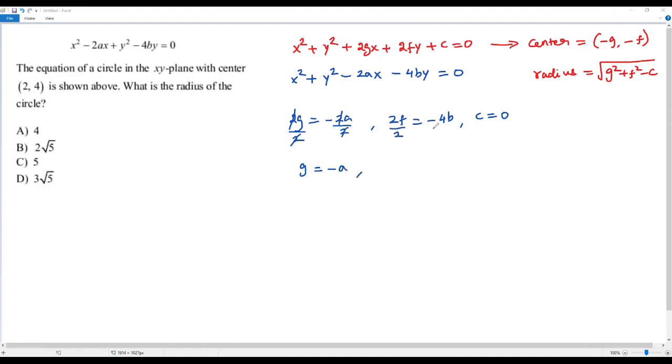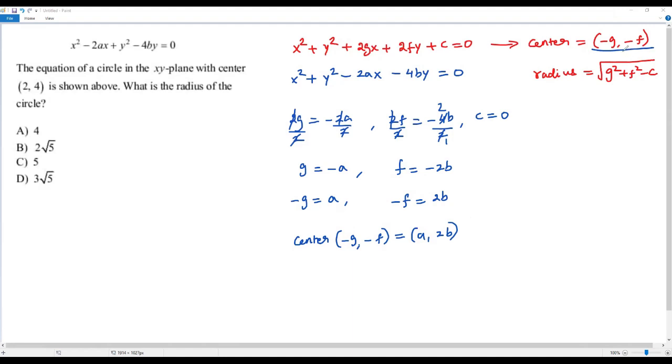Let's divide both sides of this equation by 2. Then this 2 will cancel out. I'm getting f equals, 2 goes into 2 one time, 2 goes into 4 two times, −2b. Now let's multiply both sides of this equation by −1. −1 times g is −g, and −1 times −a is positive a. Here also we can multiply both sides by −1. −1 times f is −f, and −1 times −2b is positive 2b. Here I got the center. Center (−g, −f) equals (a, 2b).